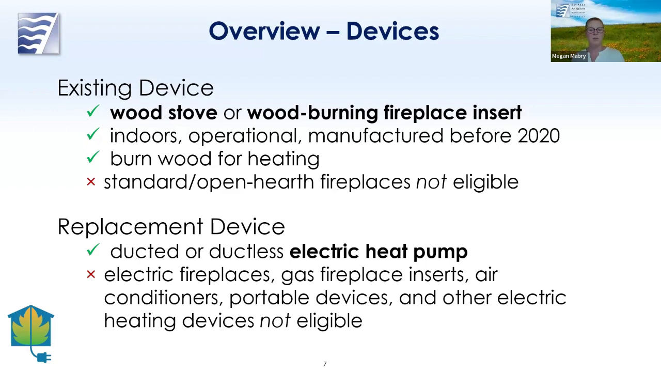If you are not sure if you have an eligible device, we will look at some example photos on the next slide. The existing wood-burning stove or insert must be operable. Otherwise, it is not polluting and does not provide any emissions reduction benefits. It also must be indoors, used specifically for heating purposes, and manufactured before 2020. The heat pump cannot be substituted with a different heating device, like an electric fireplace, gas insert, or any other device. This program only funds ducted or ductless electric heat pumps.